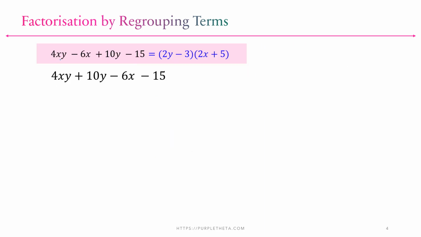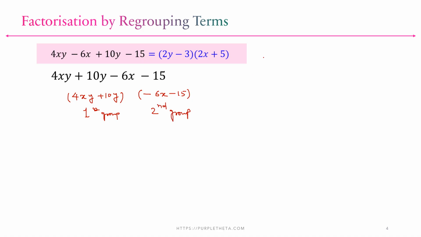This is what we have seen. The result of 4xy minus 6x plus 10y minus 15 is (2y minus 3) multiplied by (2x plus 5), right? And let us regroup the terms in a slightly different way. Let us move 10y first and 6x later. So we have two different groups. The first group is 4xy plus 10y, and the second group is minus 6x minus 15.